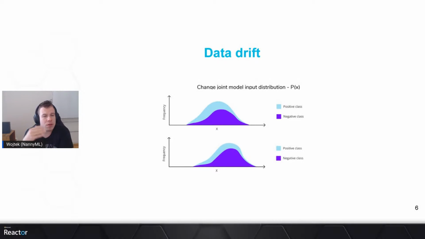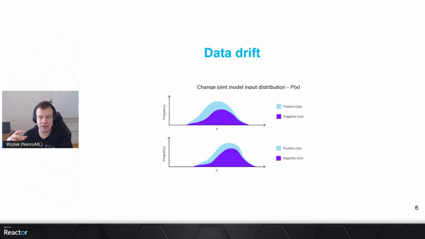So we see that even though the real distribution, the underlying pattern, is still the same, our distributions of the model input data are actually different. And also the class balance might significantly change, because maybe we're sampling now from a region where there's more positive or more negative class than before. And to fully define data drift in a more formal way, you can define it as a change in joint model input distribution.